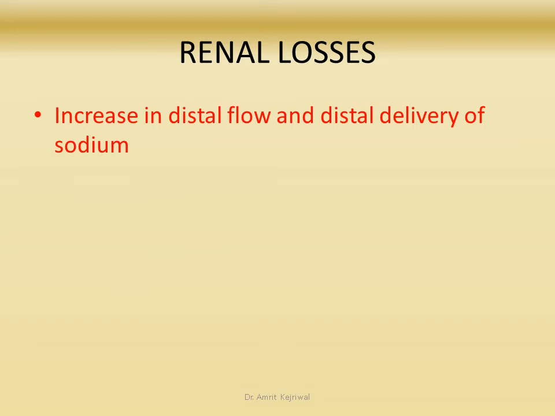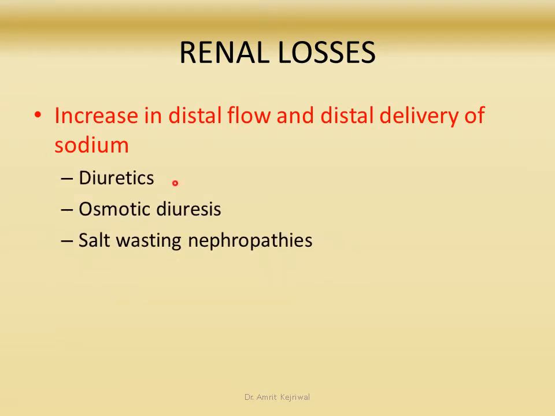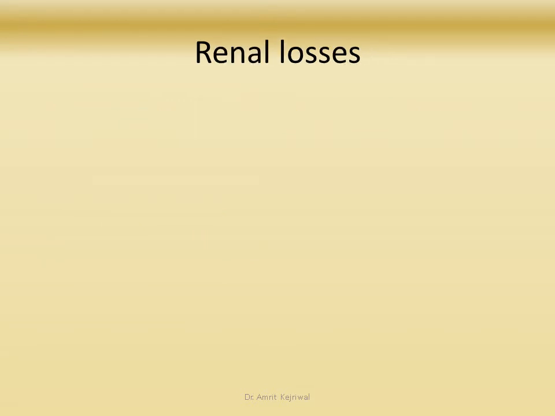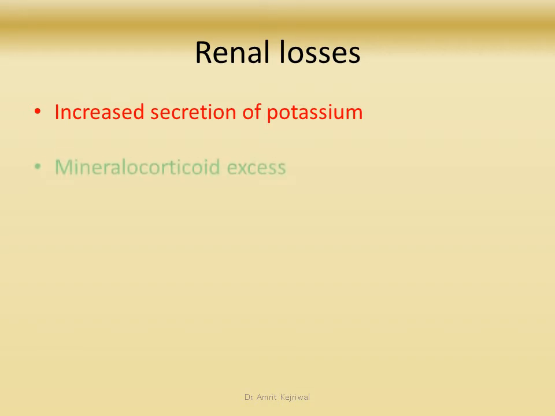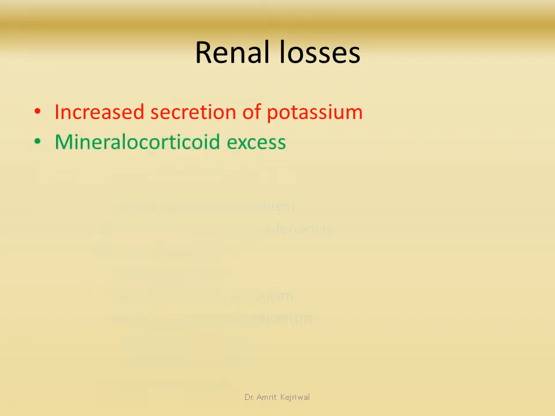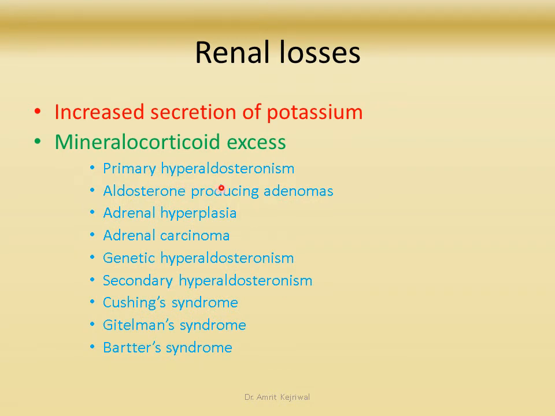Renal losses. This can be due to the increase in distal flow and distal delivery of sodium: diuretics, osmotic diuresis, salt wasting nephropathies. Renal losses due to increased secretion of potassium, due to mineralocorticoid excess, various causes: primary hyperaldosteronism, aldosterone producing adenomas, adrenal hyperplasia, adrenal carcinoma, genetic hyperaldosteronism, secondary hyperaldosteronism, Cushing syndrome, Gitelman syndrome, and Bartter syndrome.